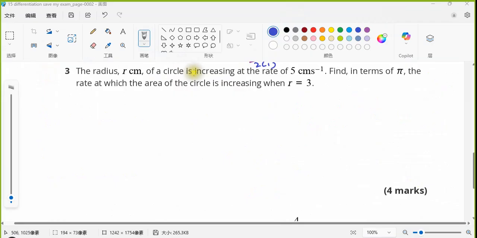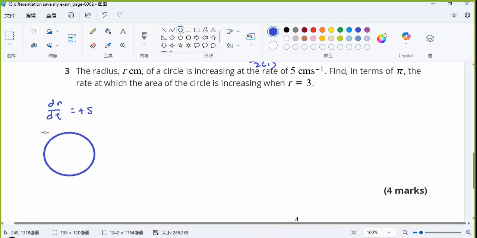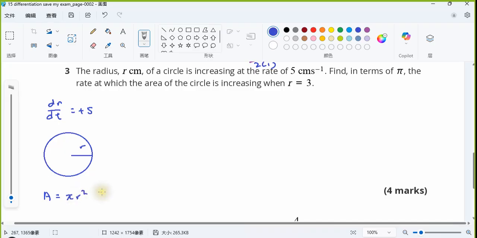The radius r of a circle increases at a rate of 5 cm. So the rate dr/dt is plus 5. Okay, and then we have a circle and the circle has radius r. So we know that the area of a circle is pi r squared. So dA/dr is 2 pi r. And dA/dr when r equals 3 is 2 pi times 3, which is 6 pi.